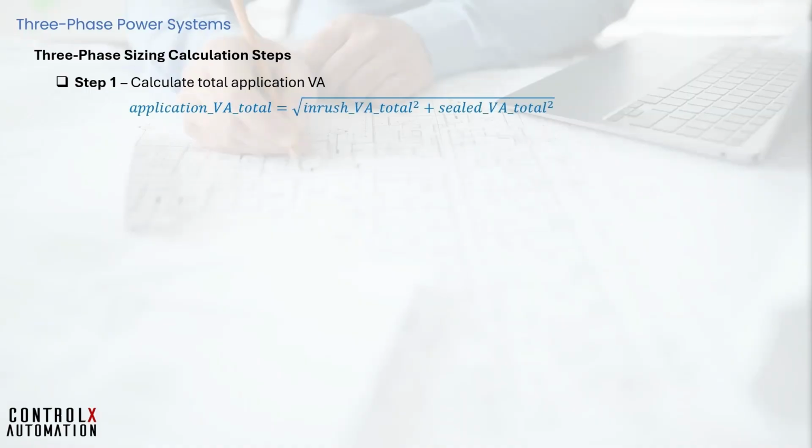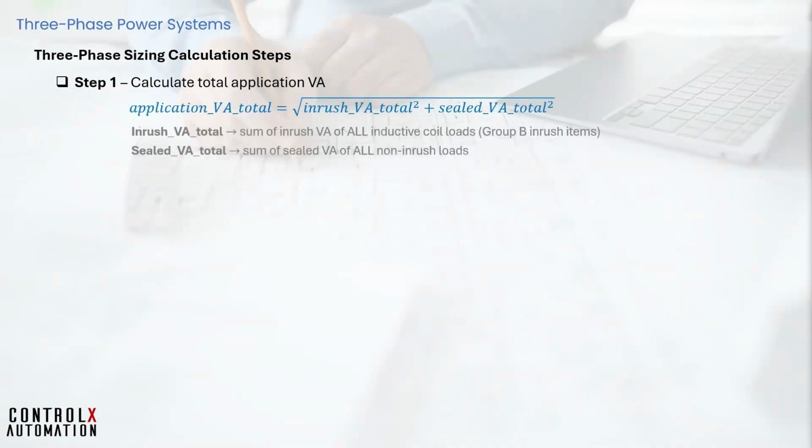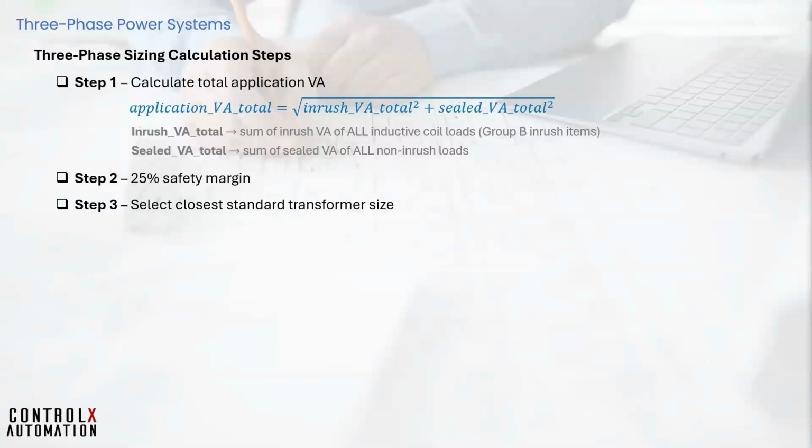For the three-phase transformer sizing calculations, step 1 is to determine the total application VA, which is calculated using a vector addition formula just like before, but on a total system VA basis. This will be clear when we do an example later. Next, we apply a safety margin to the calculated VA. Then we select the closest standard size available from the manufacturer.